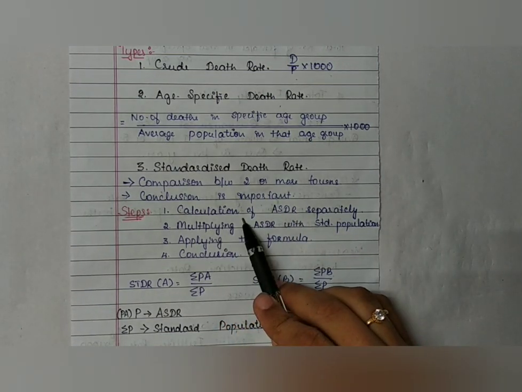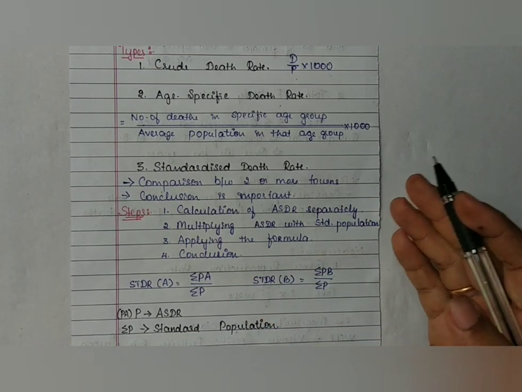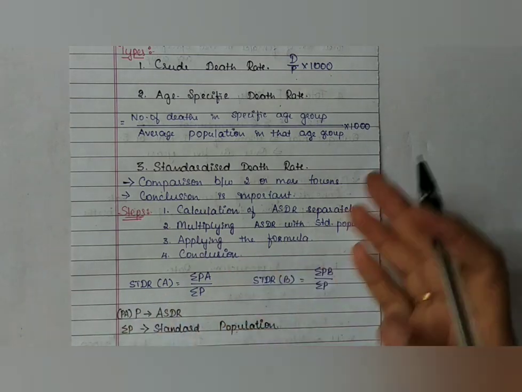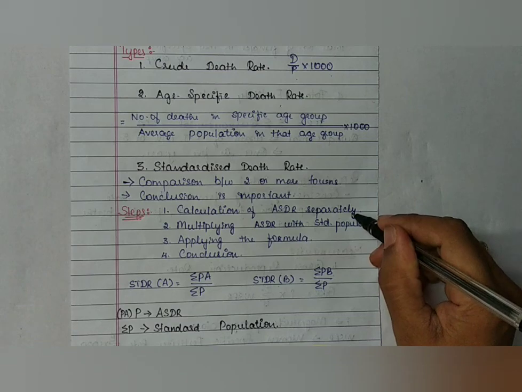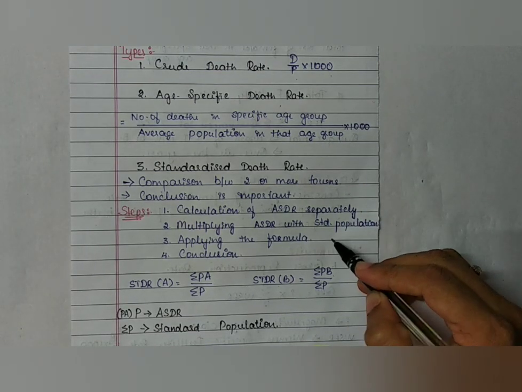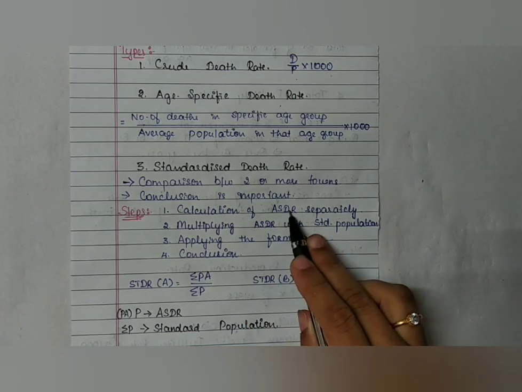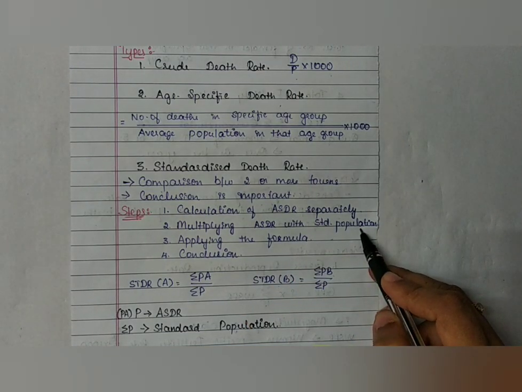Okay. So here are the steps required to be followed while calculating the standardized death rate. The first one is calculation of ASDR. ASDR, how were we calculating? We were taking into consideration population and deaths, isn't it? So same way here, first individually we have to calculate ASDR, and later in the second stage we will be multiplying that ASDR with standard population which will be given in the problem.